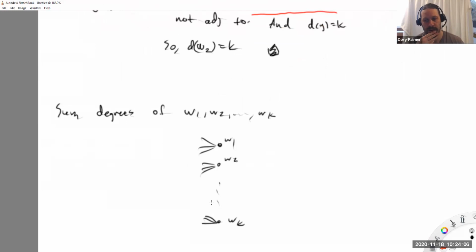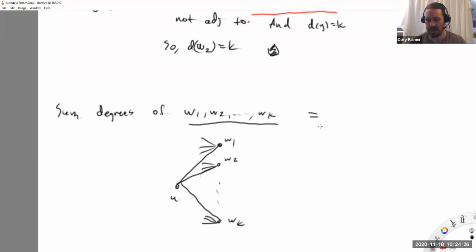And each of them has a common neighbor as well, right? Every pair of the W_i's has a common neighbor, and that's actually U itself. This is just the illustration from before. Okay, so first, if we sum the degrees of these things, what do we get?